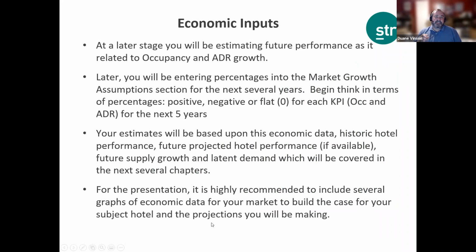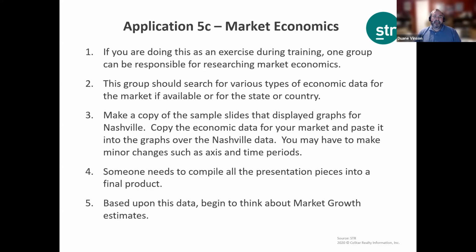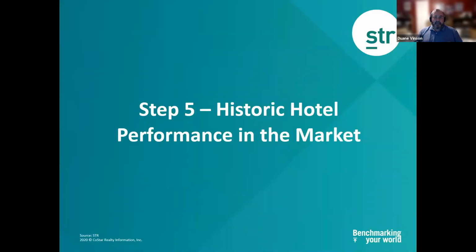All right, economic inputs. So at a later stage, we'll be estimating future performance as it relates to just occupancy and ADR growth. We're going to be entering percentages into the market growth assumptions section for the next several years. Your estimates will be based upon the economic data, the historic performance, the future projected hotel performance, future supply performance again, and latent demand, which we're going to talk about here in a little bit. For the presentation, it's highly recommended to include several graphs of economic data, as you just saw some examples of for your market. All right, and this is going to walk you through again those steps. I'm going to pause here again after step 4 to see if anyone has any questions at this point.